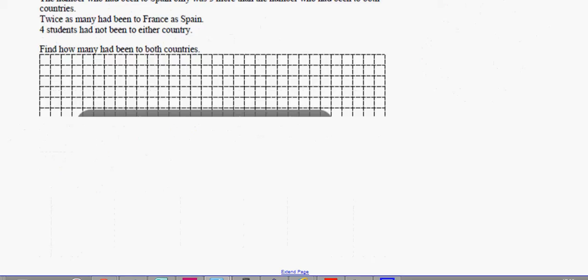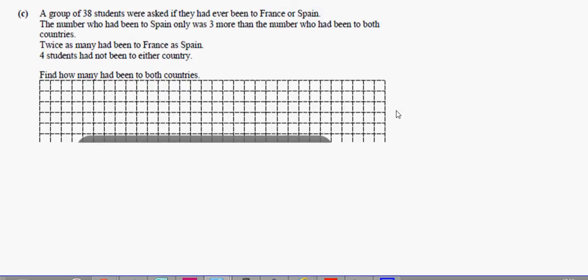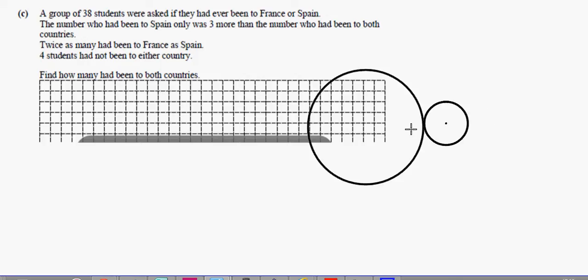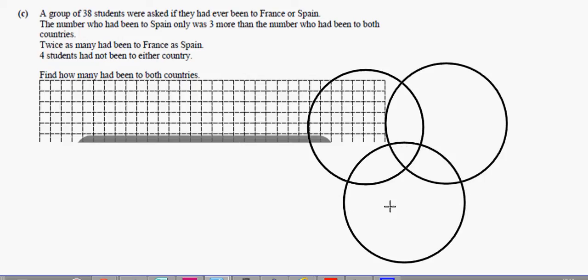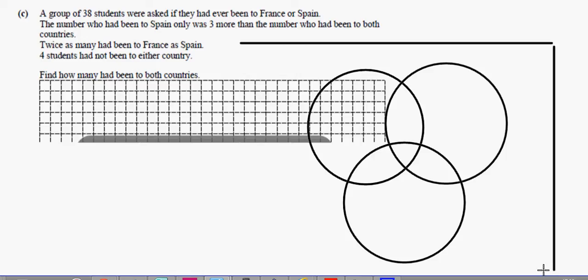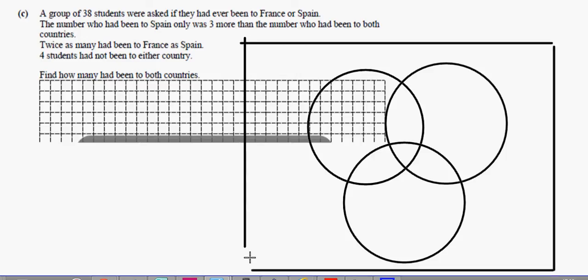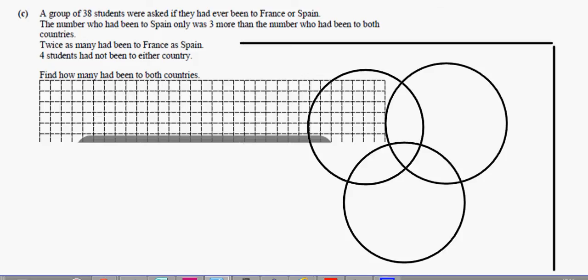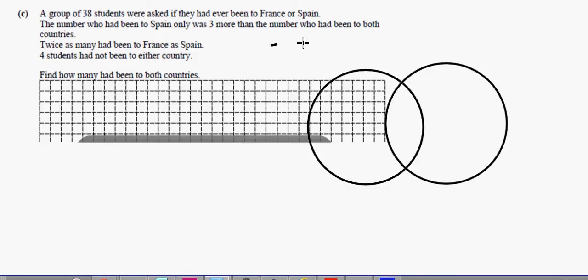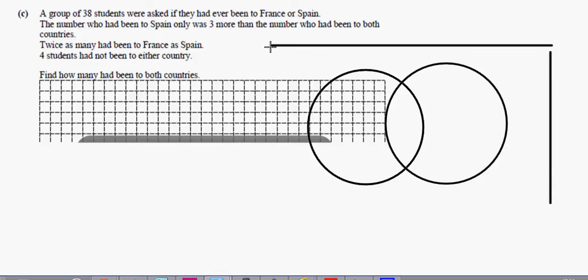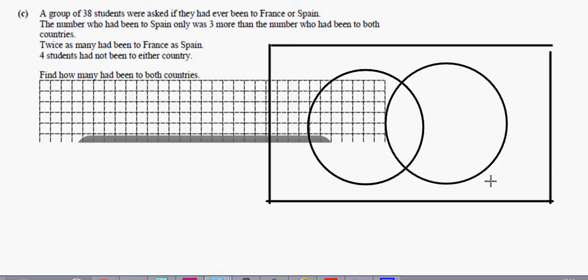Okay, so what we need to do here is set up a Venn diagram. So there's our Venn diagram, and then we'll have our class set on the outside. This rectangle represents the amount of people in the class. Sorry, France or Spain, 2 countries, excuse me. So we're going to put our number 4 on the outside. We call this France, and we'll call this Spain.